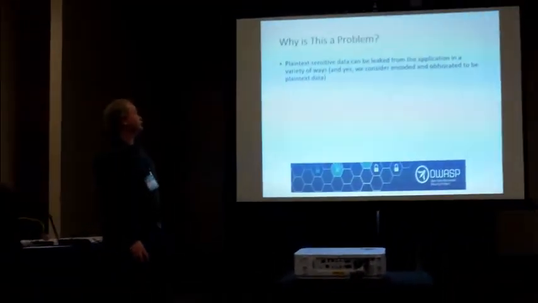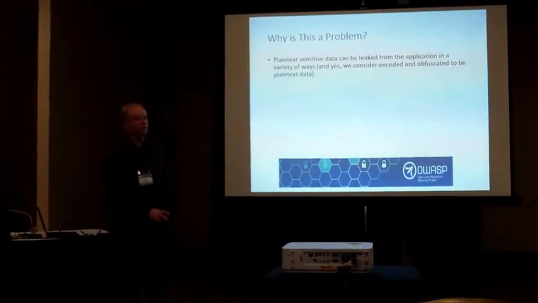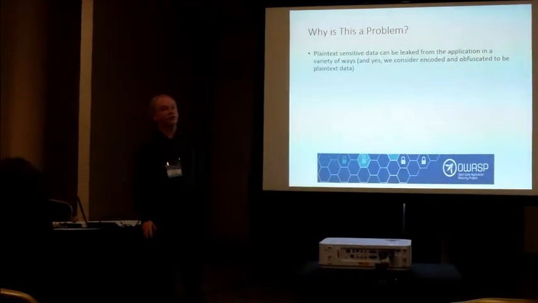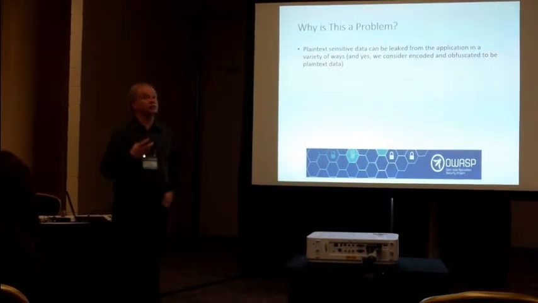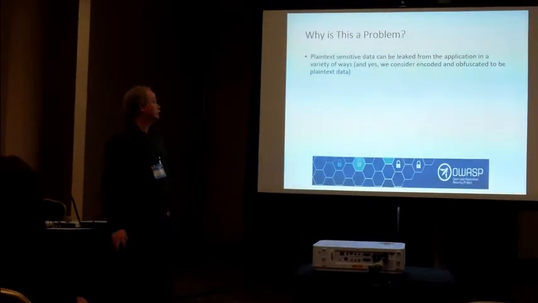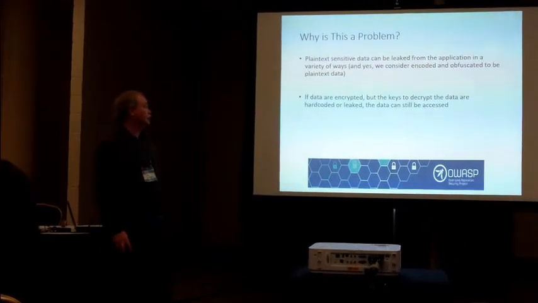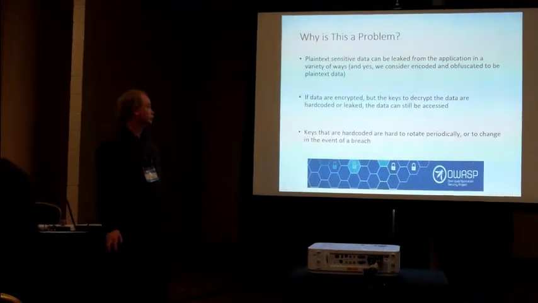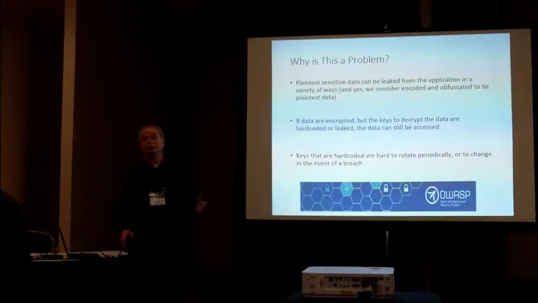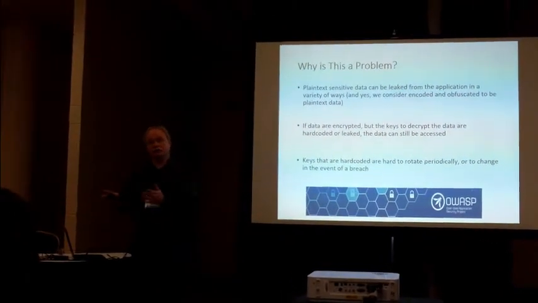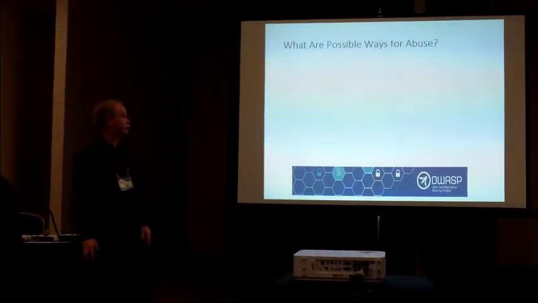All right. So plain text sensitive data can be leaked from the application in a whole bunch of ways. And yes, I don't care how much time you spent obfuscating it. Anybody can invent a system that they can't break. Inventing a system that somebody really extra skilled can't break is much more difficult. If the data are encrypted, but the keys are right there, you can still get access to the data. If they're hard-coded, then what do you do if there's a breach? We need to put out a patch to all of our customers, and oh my God, what a mess. You can't rotate them, you can't change the keys, all that good stuff.